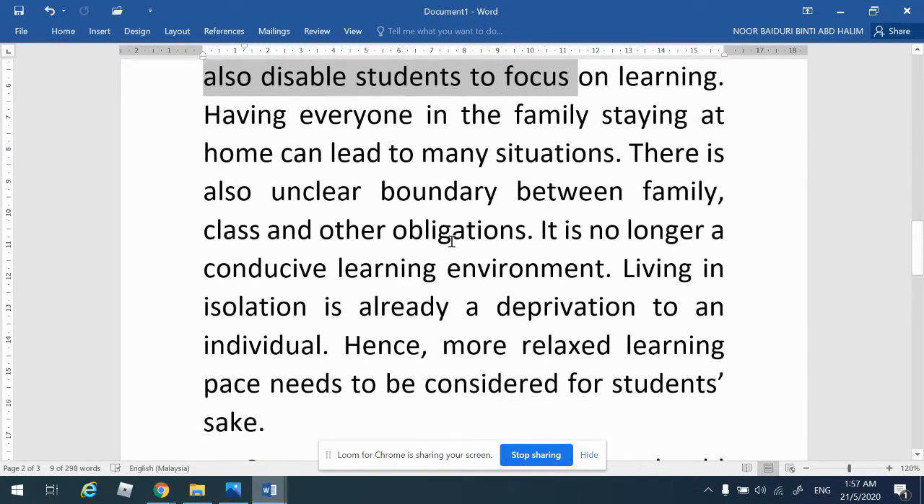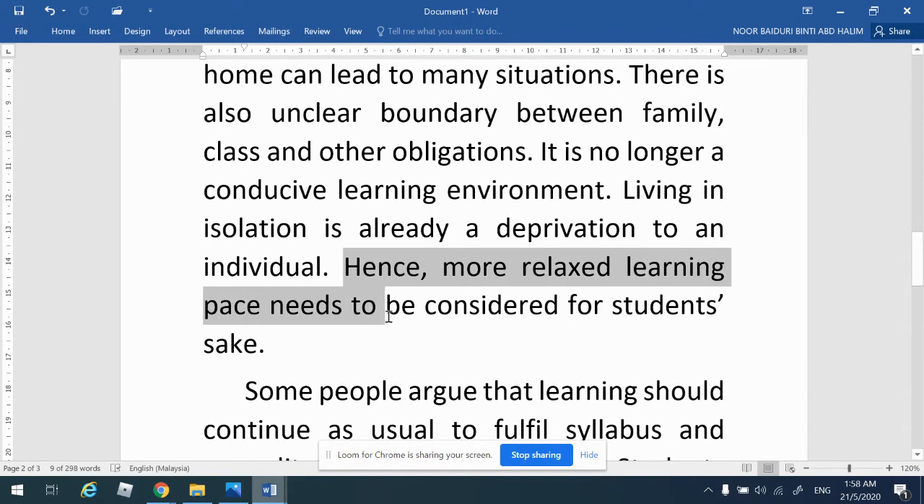Okay, these are my supporting details lah. I cakap kalau kat rumah everyone is staying home, macam-macam boleh jadi, and then there is unclear boundary between family, class and other obligation. Tengah nak buat assignment, mak panggil apa semua, leading to stress. So you see, this is no longer a conducive learning environment. Okay, living in isolation. I bring in the matter of isolation. Kita deprive kan, kita tak jumpa kawan, tak bersosial, is already a deprivation. Okay, so this one again is my concluding sentence. Hence, more relaxed learning pace needs to be considered for students' sake.